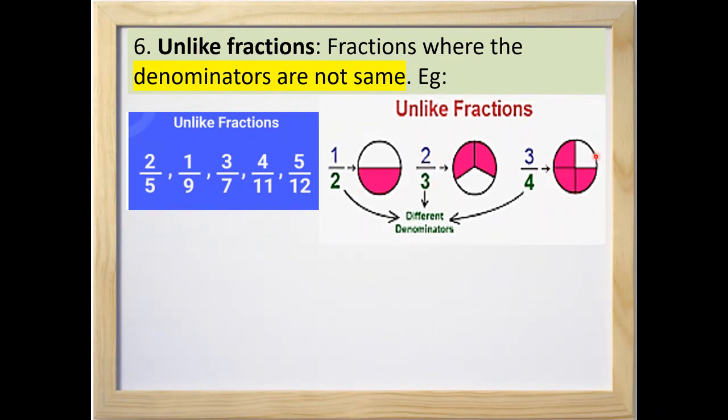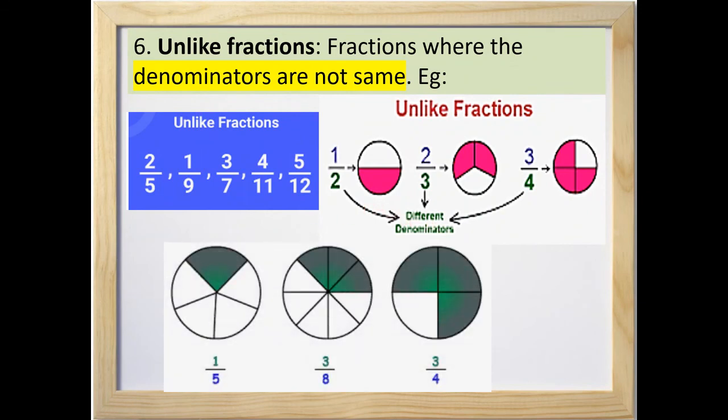And you can see in the next diagram, we have 4 equal parts. Out of 4 equal parts, 3 parts are shaded. So it is given by the fraction 3 by 4. And now you can easily see the denominators are all different. Here it is 2, here it is 3 and here it is 4. So since the denominators are different, we call such fractions unlike fractions.